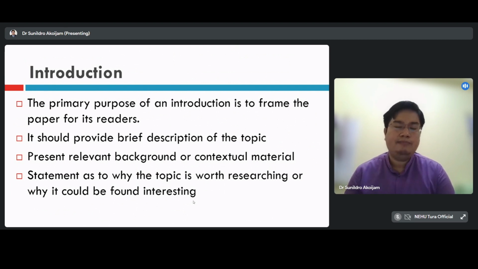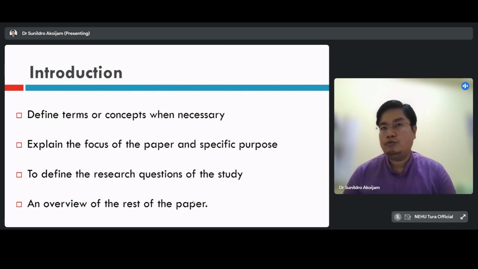This is a very important thing that you should never miss while writing the introduction. And then further, some of the things related to the introduction: define terms or concepts when necessary, explain the focus of the paper and specific purpose, define the research questions of the study, and give an overview of the rest of the paper. Okay? So these are some of the general things that you normally know, and these are the things that you should include in the introduction.